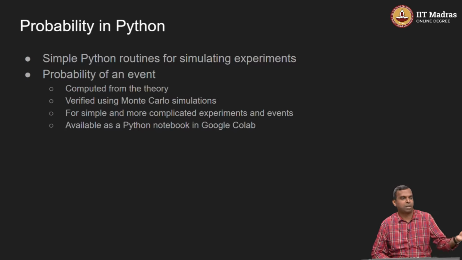Okay, so you have an experiment and you define an event and you do a computation to find what the probability of that event is. Turns out you can simulate it and verify whether these two agree. Okay, so that's something of very great interest to us, right?